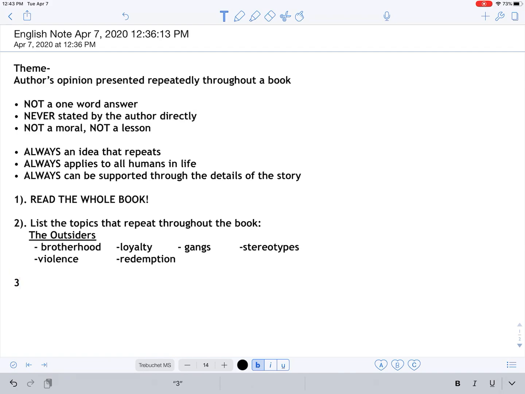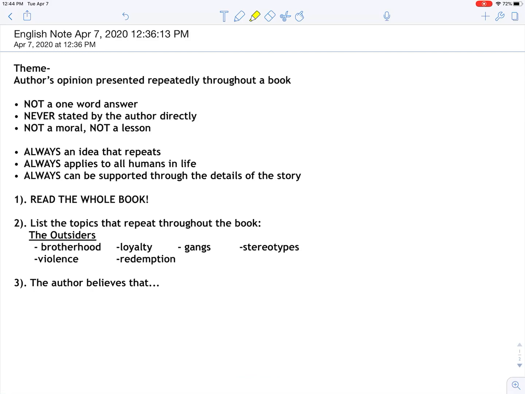Now, our next job is to try to take one of those ideas and turn them into a sentence. Now, the sentence part is key because it shows whether or not this is just a general topic that floats throughout the story or if there's an actual message here that the author is trying to get across. So, your sentence stem is now and will always be the same. And it simply is this. The author believes that.